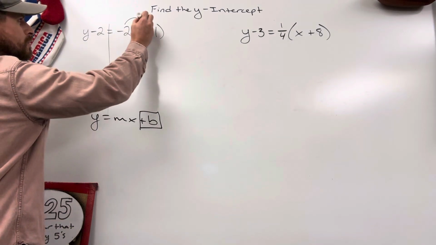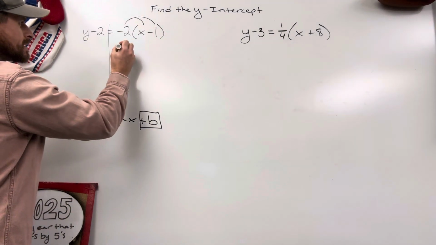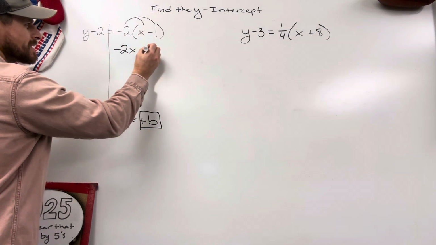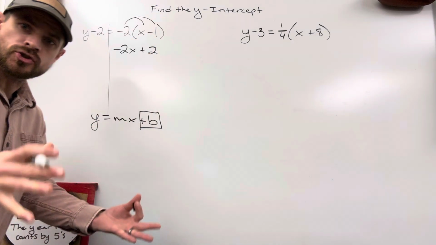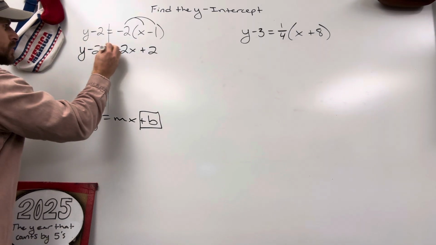We need to distribute, clean up the right side. Negative 2 times x is negative 2x. A negative 2 times a negative 1 makes a positive 2. Remember, a negative times a negative is a positive. So all we're doing is distributing on the right side. On the left side, we can just bring our information down, y minus 2 equals.